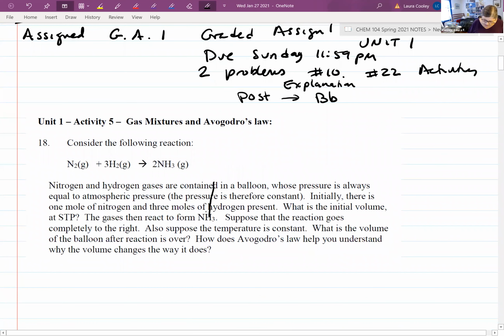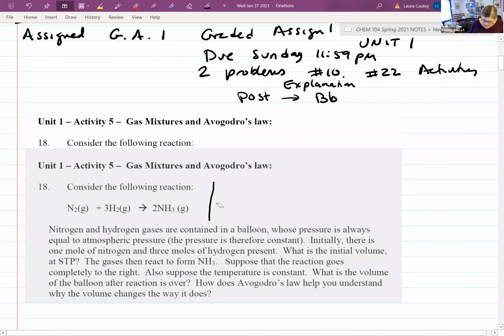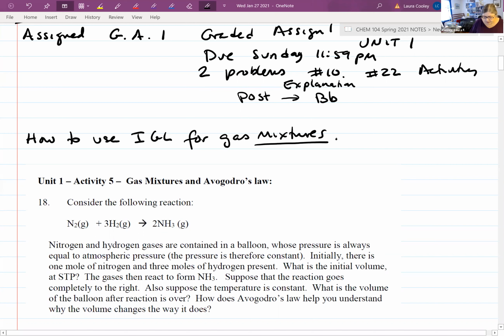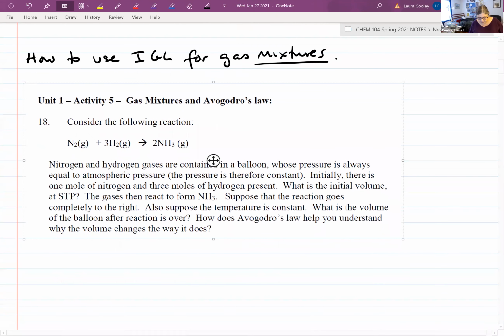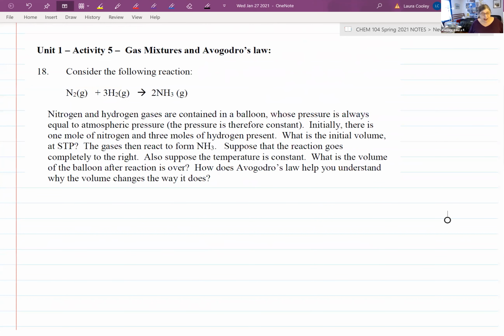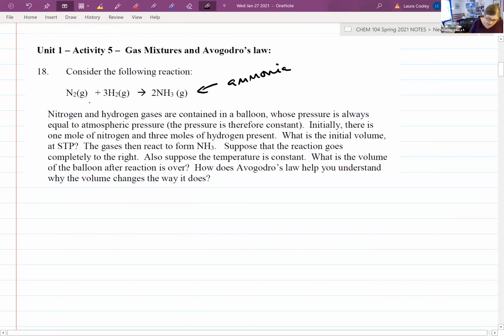So what I wanted to do today was talk about how to use the ideal gas law when we have gas mixtures. Okay, and I'm going to start by going over this activity. This is activity 5 from unit 1, and it shows a reaction here. So sometimes gases react, okay? This is a very famous reaction. It's the formation of ammonia gas from nitrogen and hydrogen gases, and it has an interesting stoichiometry, right?